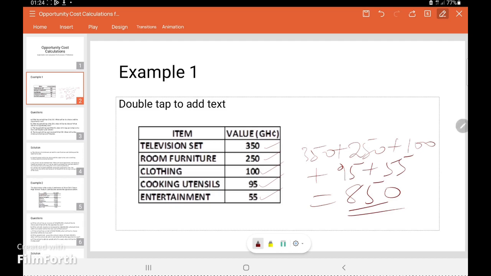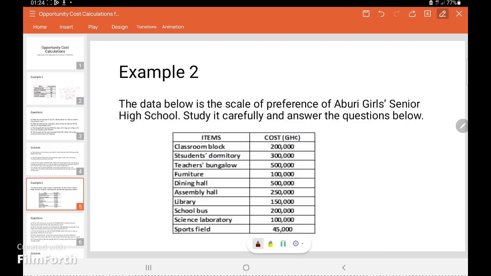I must say that this is quite a simplistic example. Let's solve a more detailed example. After that example, everybody will be clear in his or her mind, and there will be no doubt in students' minds with regards to how to use the scale of preference to calculate opportunity costs. So let's look out for a more detailed example in example 2.